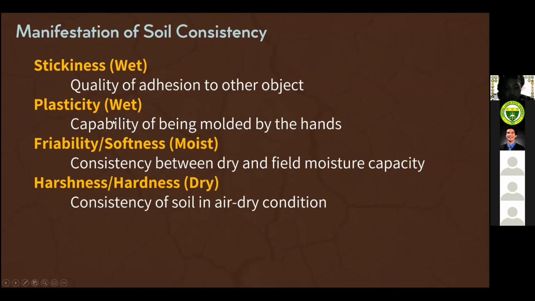So what are the different manifestations of soil consistency? If the soil is saturated with water or in wet condition, we measure it by stickiness and plasticity. Stickiness is the quality of adhesion to other objects. Plasticity is the capability of being molded by the hands. Then we also have the friability and the softness when the soil is in moist condition, so the consistency between dry and the field moisture capacity. Then when much drier, we have the hardness or harshness, which is the consistency of soil in air dry condition.